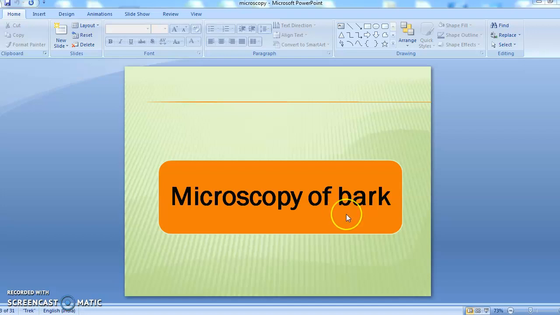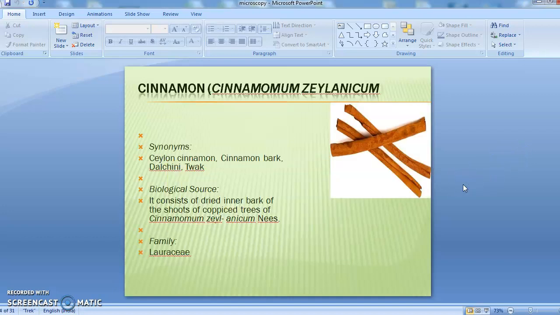In the bark category, we consider the first drug, that is cinnamon. All of you know cinnamon. It is also called dalchini. It is a double quill bark, and cinnamon is also used as a spice. It is generally used to lower blood pressure and sugar. It is used as an antioxidant because it contains cinnamaldehyde. It is used in the treatment of heart diseases, and it also improves insulin sensitivity.